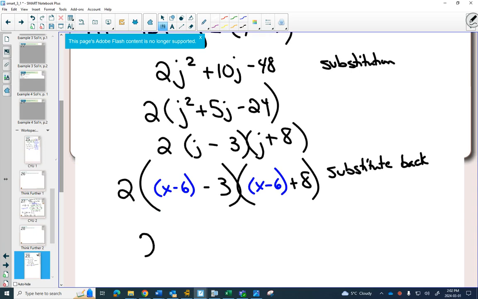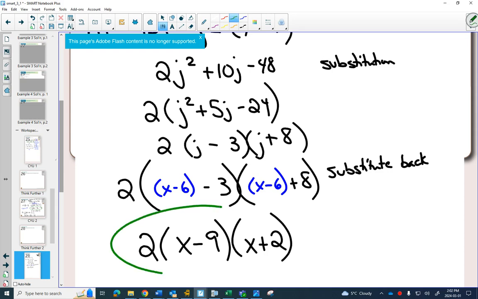And now I have some like terms. X minus 6 minus 3, that'll just be X minus 9. And X minus 6 plus 8, that'll be X plus 2. And here's my final answer, completely factored, quicker than multiplying it all out. Option 2 is multiply everything out, combine all your like terms, and then factor like normal. But with the substitution, we can make it a little bit faster.